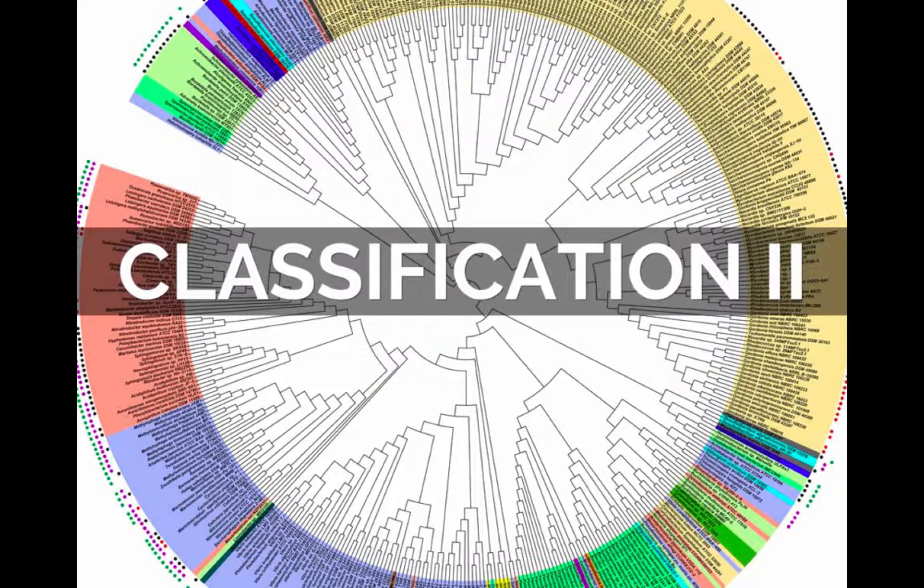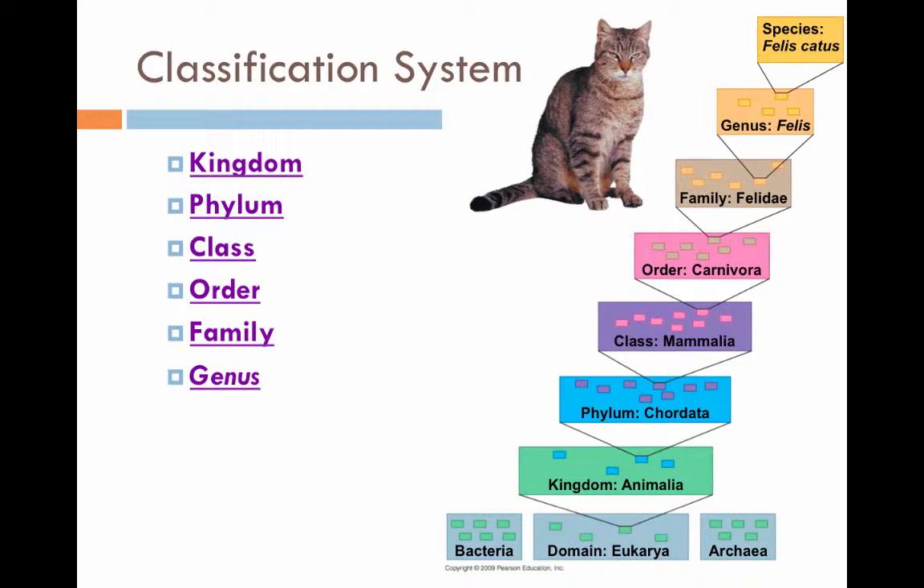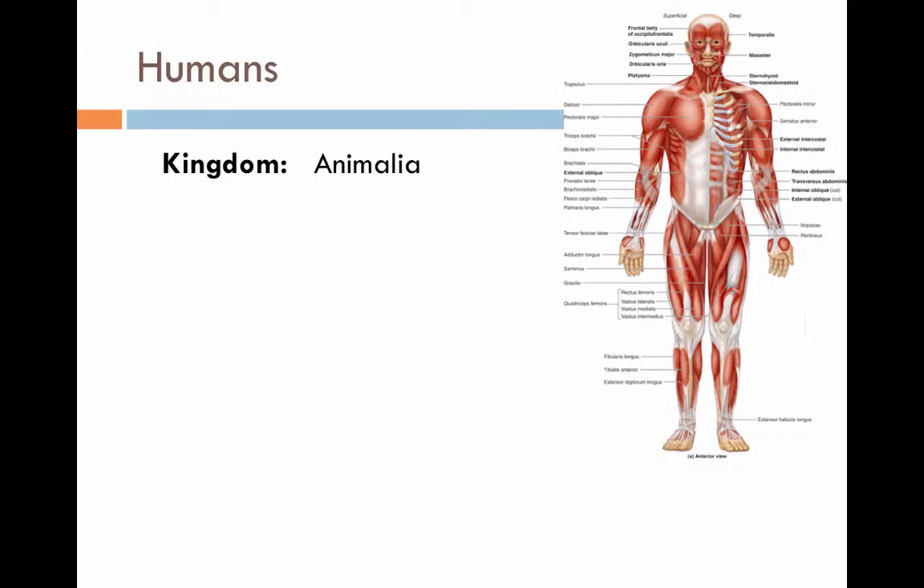Let's now look at some examples of classification. Here's a reminder of the classification system. Everything is given a kingdom name, then a phylum name, then a class name, then an order name, then family, then genus, then species. As you go down this list, the categories become more and more specific. Here's how humans are classified using this system. Humans belong to the animal kingdom. So do dogs and cats and birds and worms and jellyfish.